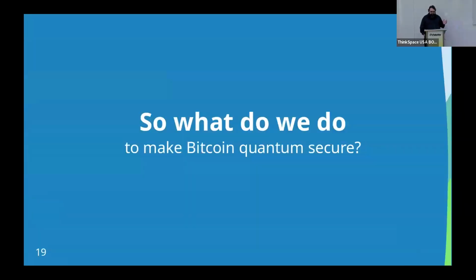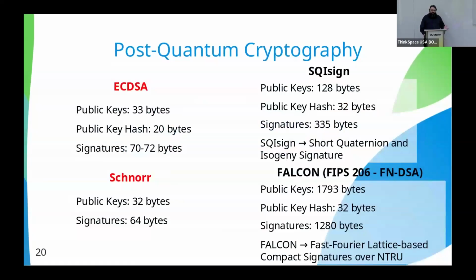So what do we do? Well, we introduced post-quantum cryptography to Bitcoin. Right now, we're using secp256k1, and we have two implementations of a signature algorithm, ECDSA and Schnorr.